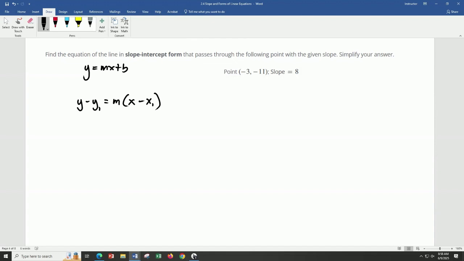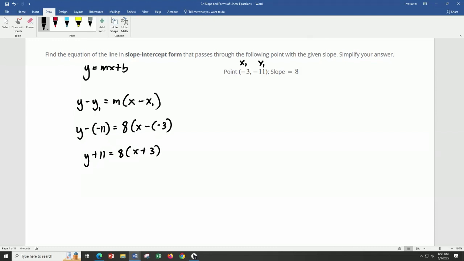First things first, go ahead and start plugging in all your stuff. Notice I have an x1, I have a y1, and they give me a slope. So I've got y minus, in parentheses, 11 equals 8 times x minus negative 3. Can rewrite this as y plus 11 is equal to 8 times x plus 3.